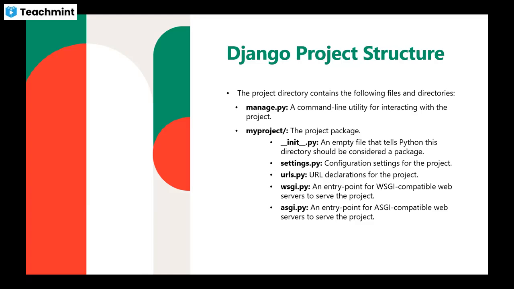And there are the WSGI and ASGI files. These are entry points of your application. You don't have to disturb these WSGI, ASGI, and init files. You can only edit your settings and URLs, so you will deal with only the settings.py file and the urls.py file. The remaining files you don't need to edit. They are entry points to your application, and they have some predefined code, so you don't have to disturb that code.